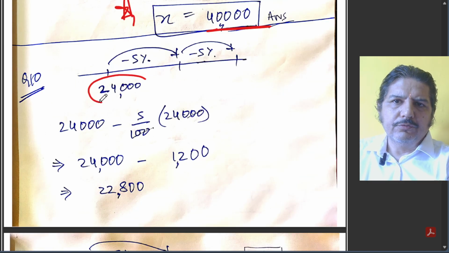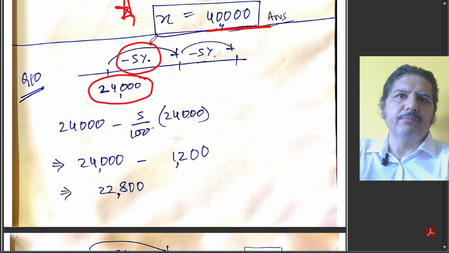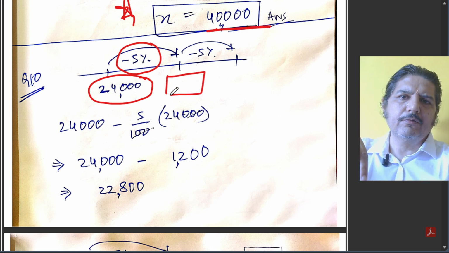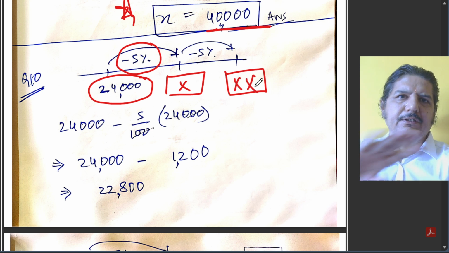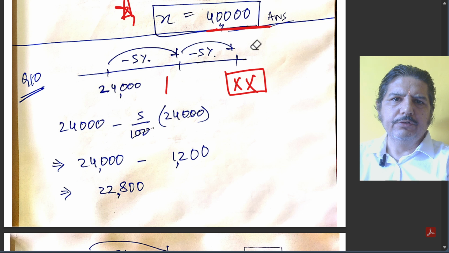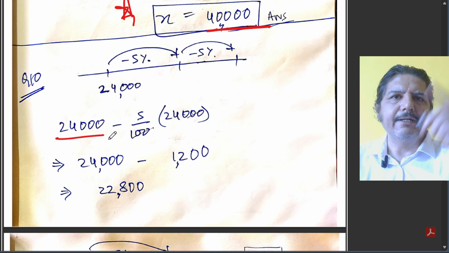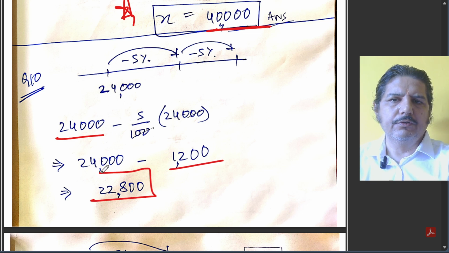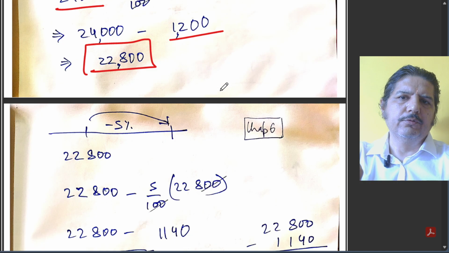See, 24,000 is the value today. After 1 year, it will decrease by 5%. So we'll calculate this figure first. Then once we have the answer, we'll depreciate or decrease it by 5% more, and then we'll have this answer. So we'll do this question in two steps. So I start with 24,000. I decrease 5%. So 5% of 24,000 is 1,200. So this is my value after 1 year, 22,800. Then depreciate 5% more of 22,800.